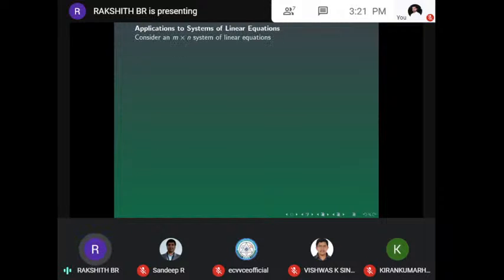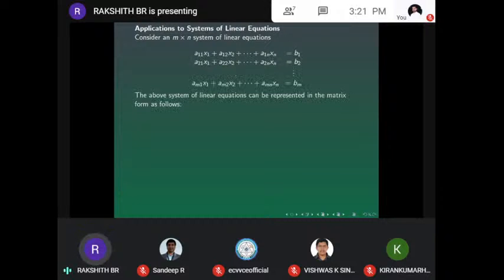Before looking into its applications to solving systems of linear equations, let me give you some preliminaries about what is meant by the matrix representation of a system. For example, consider an m cross n system of linear equations: a11 x1 plus a12 x2 plus, and so on, a1n xn equal to b1, and likewise n equations. That means m equations in n unknowns.